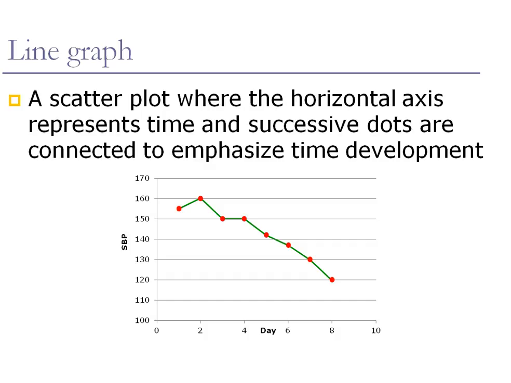So line graphs are again very useful to reveal up or downward trends, and or even up and down trends or cyclical trends or things like this. But the important thing is that they have to be graphs that reflect a certain development in time.